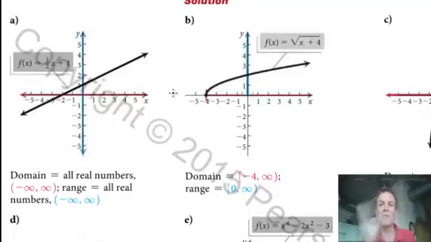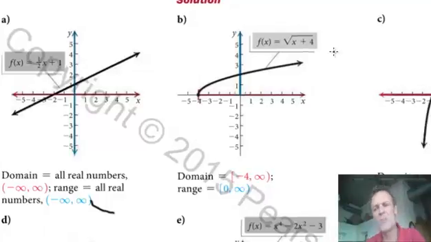Negative infinity to positive infinity. But look at the range as well. That's also negative infinity to positive infinity. Here it is. Okay, now then, let's jump over to C.